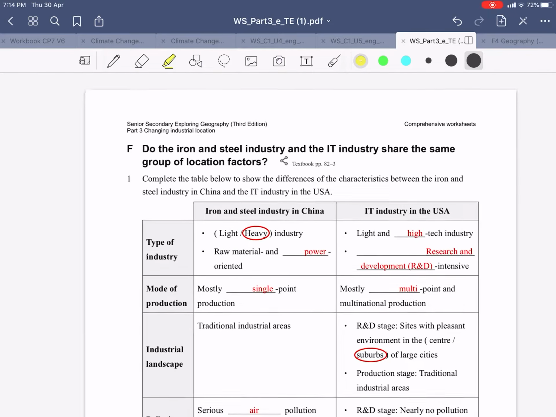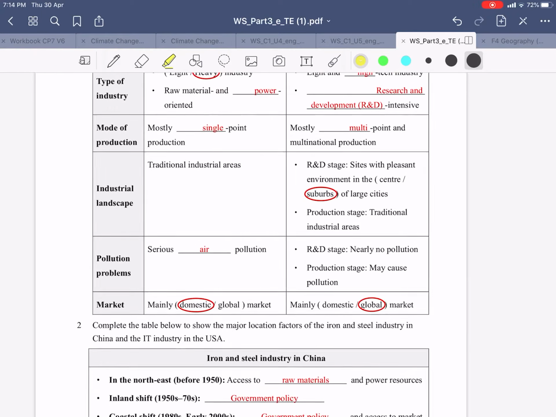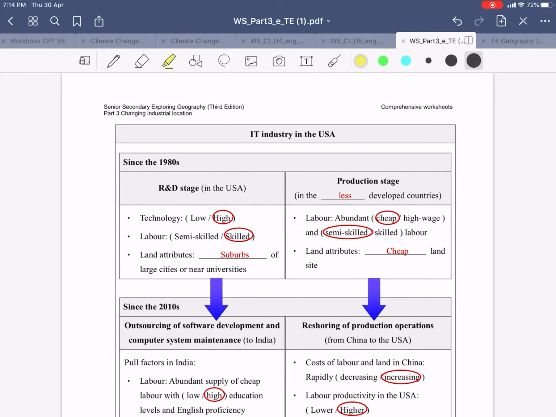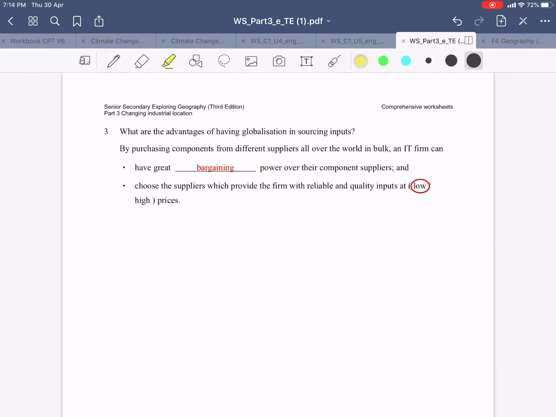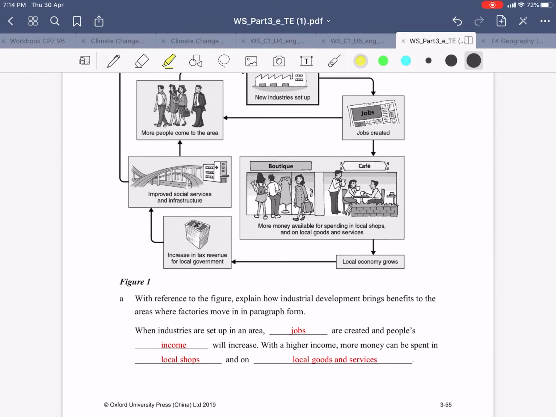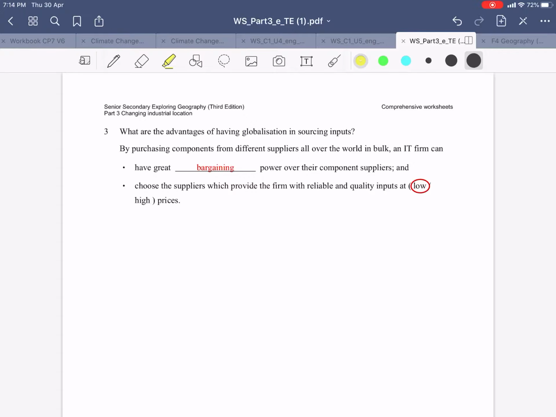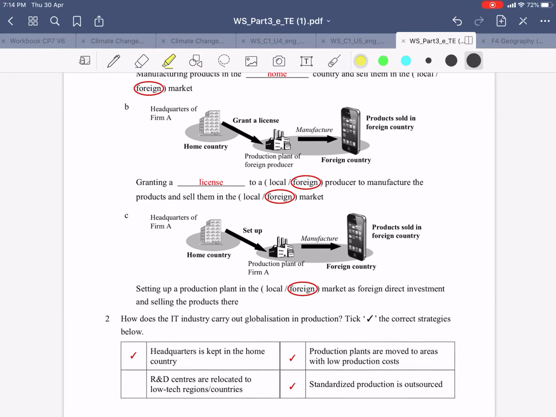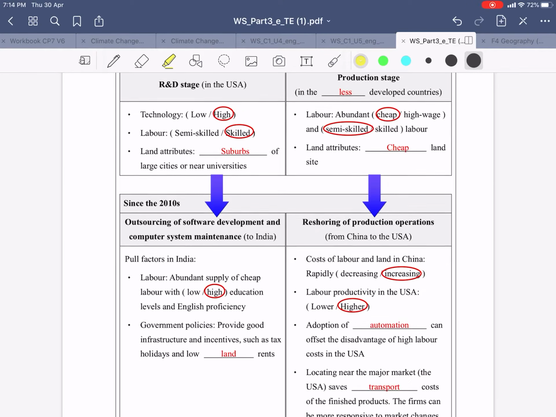Okay, comparison between iron, steel, and IT, I'm not going to go into it. Okay, not very important. So let's go to 3.5. Okay, let's see if anything I have missed. This one.